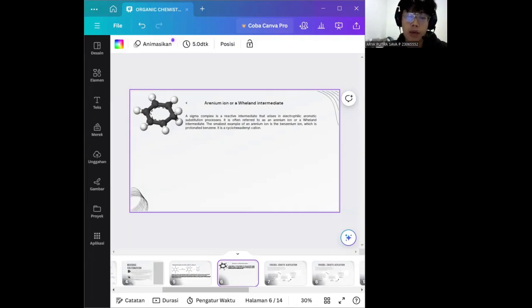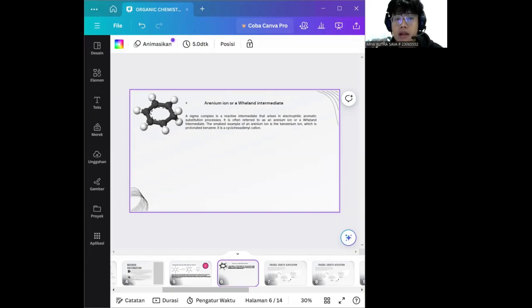These anionic sigma complexes, or Meisenheimer complexes, are more stable than arenium ions, also called Wheland intermediates, and can be isolated more easily. Next, the stability of a sigma complex can influence the orientation of substituents in aromatic compounds, as well as the overall reactivity of the system.